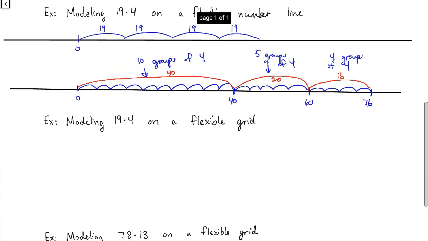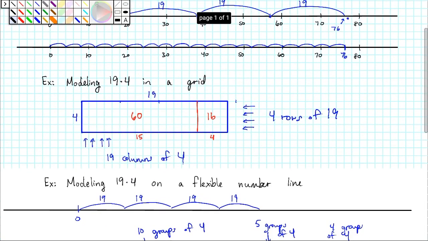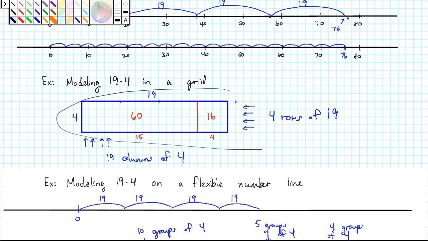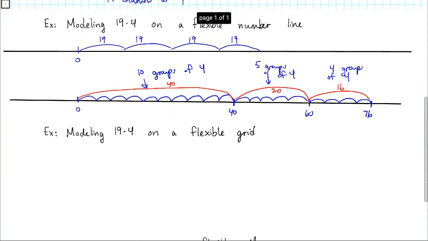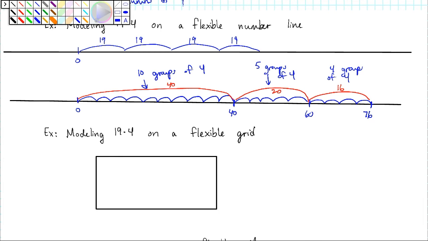Similarly, we could do this on a flexible grid. Again, the idea is to make it seem like we're emulating this sort of grid, but without necessarily caring to make sure that it is exact. So 19 times 4, I'm going to draw a rectangle and say it should be 19 long by 4, and maybe I'm going to split it into 10 and 9. 10 times 4 I know is 40, and 4 times 9 I know is 36. So 19 times 4 is 40 plus 36, which is 76.